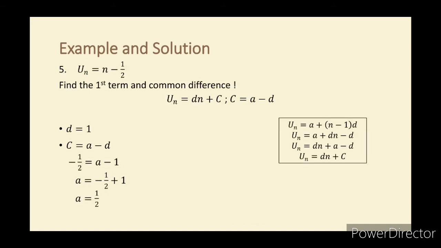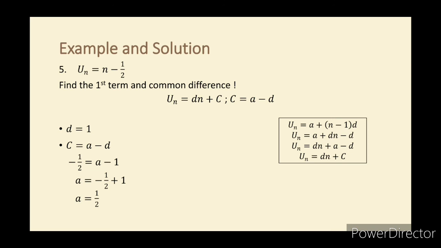Example number 5. Un equals n minus 1/2. Find the first term and common difference. There is a formula as follows. Un equals dn plus c, where c equals a minus d. You may be wondering where the formula came from. Now look at this box.